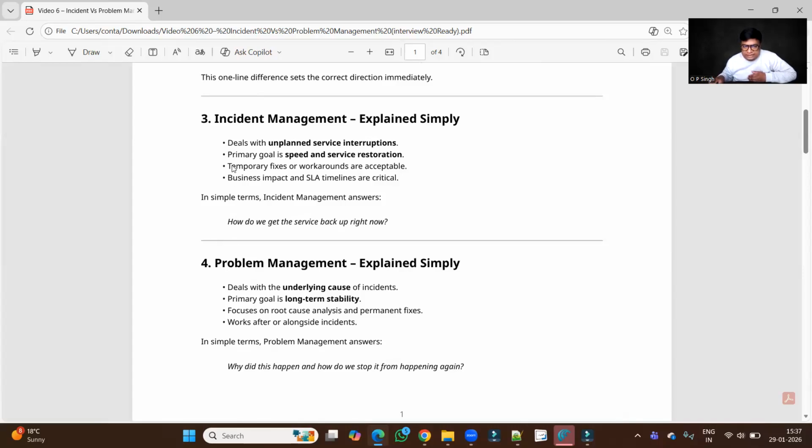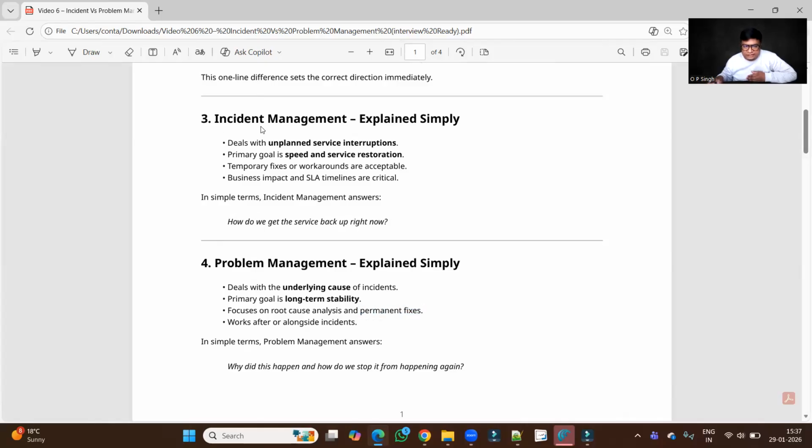In incident management, temporary fixes and workarounds are acceptable. The main motto is to restore the services, so a temporary fix is acceptable here. Whereas problem management focuses on root cause analysis and a permanent fix.